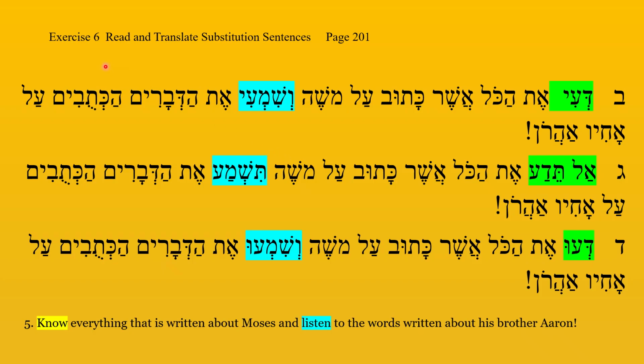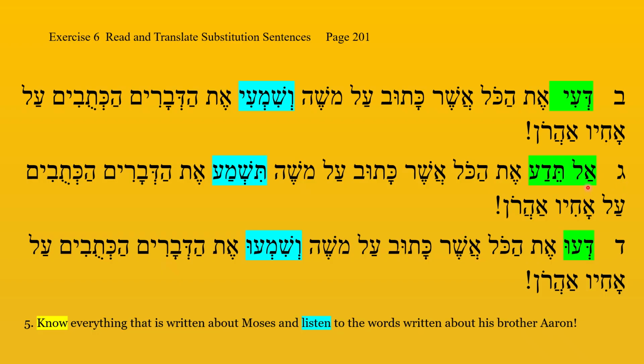So now continuing, exercise 6, sentence 5, substitution bet. De'i et hakol asher katuv al Moshe v'shim'i et hadevarim haketuvim al achiv Aharon. So again, the command form we have here is, so we have know everything that is being written or has been written, or know everything written about Moses, and listen to the words being written about his brother Aaron. Okay.